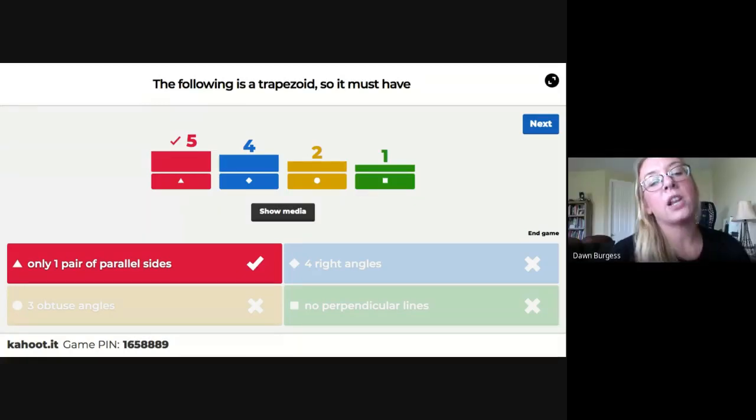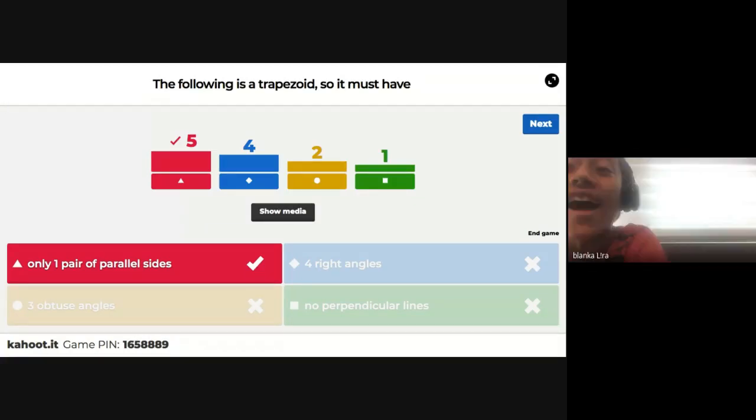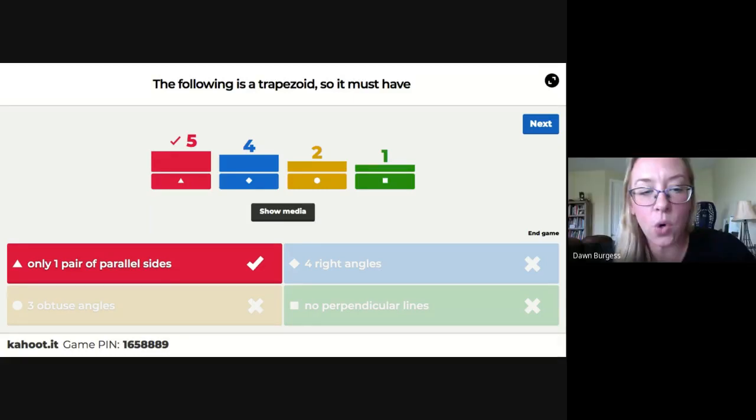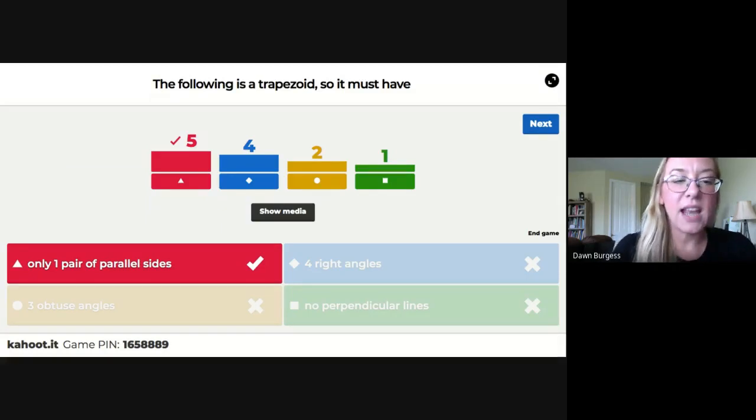1 pair of parallel sides. Okay, I think I know what to do now. They had 2 right angles in the trapezoid that they drew. They don't all have 4. It didn't have 3 obtuse angles. And it does have perpendicular lines, right? Because we look at the adjacent corners. So you got to cross off those answers that don't make sense.